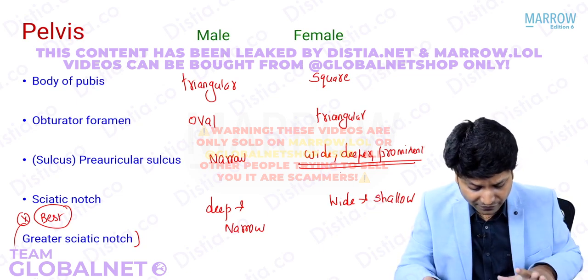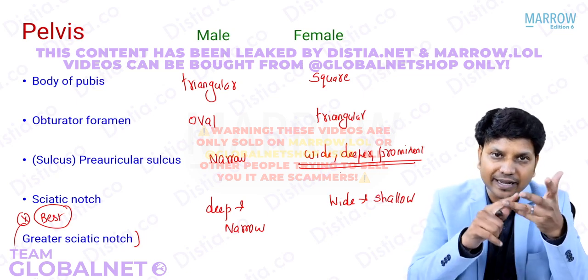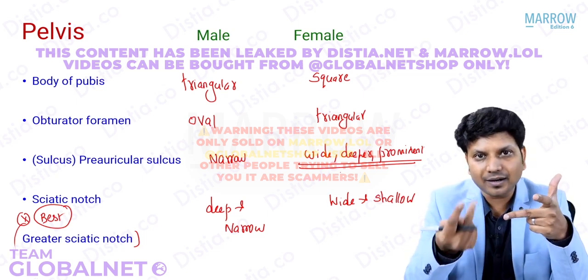How can you remember these features? I told you there are certain features for the childbirth. You can remember inlet, cavity, outlet. In the outlet, you can see subpubic angle and ischial tuberosity.